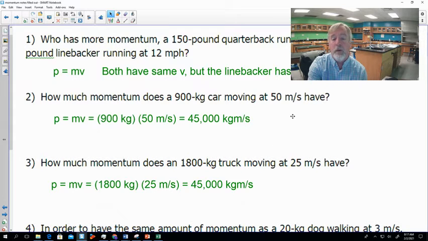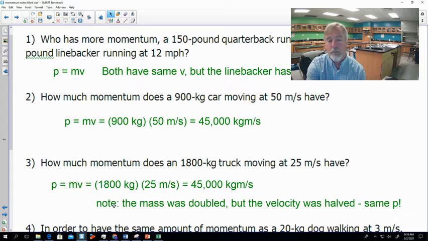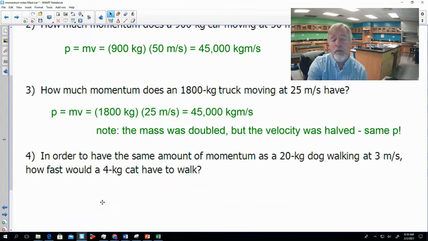But what did we do with our velocity? Our velocity was 50. It went down to 25. So we halved our velocity. If we double our mass and halve our velocity, you see we have the same momentum, 45,000 kilogram meters per second in both cases. All right, so let's take a moment, think about that. p equals mv, double m, you have to take half of your v. Just getting into that relationship, making you think a little bit more. That's a multiplicative relationship.